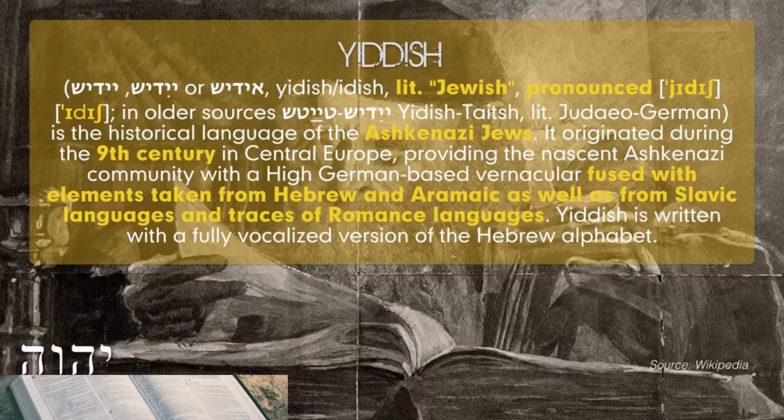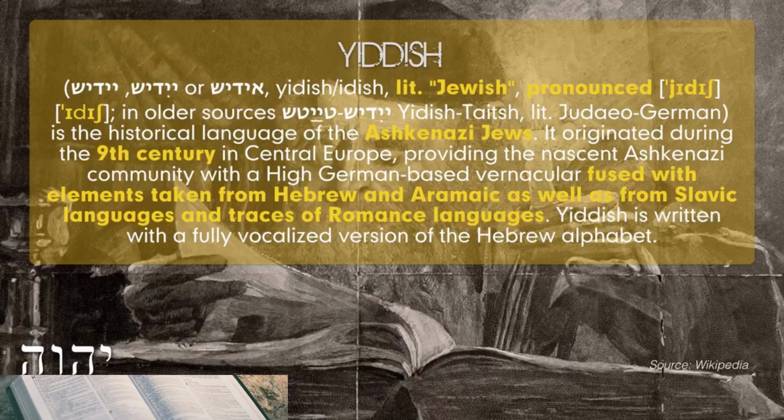Yiddish is the language of the Ashkenazi Jew, and though it's called a Germanic language, its origin and the origin of the Ashkenazi is the Russian steppes, not Germany and not Israel, really. Yiddish, or really Jewish, is fused with elements taken from Hebrew and Aramaic. Taken from, meaning it's not either. As well as from Slavic languages. Wait a minute, who are the Slavs? The Slavs are those of Eastern Europe, the Russian steppes, not Israel.